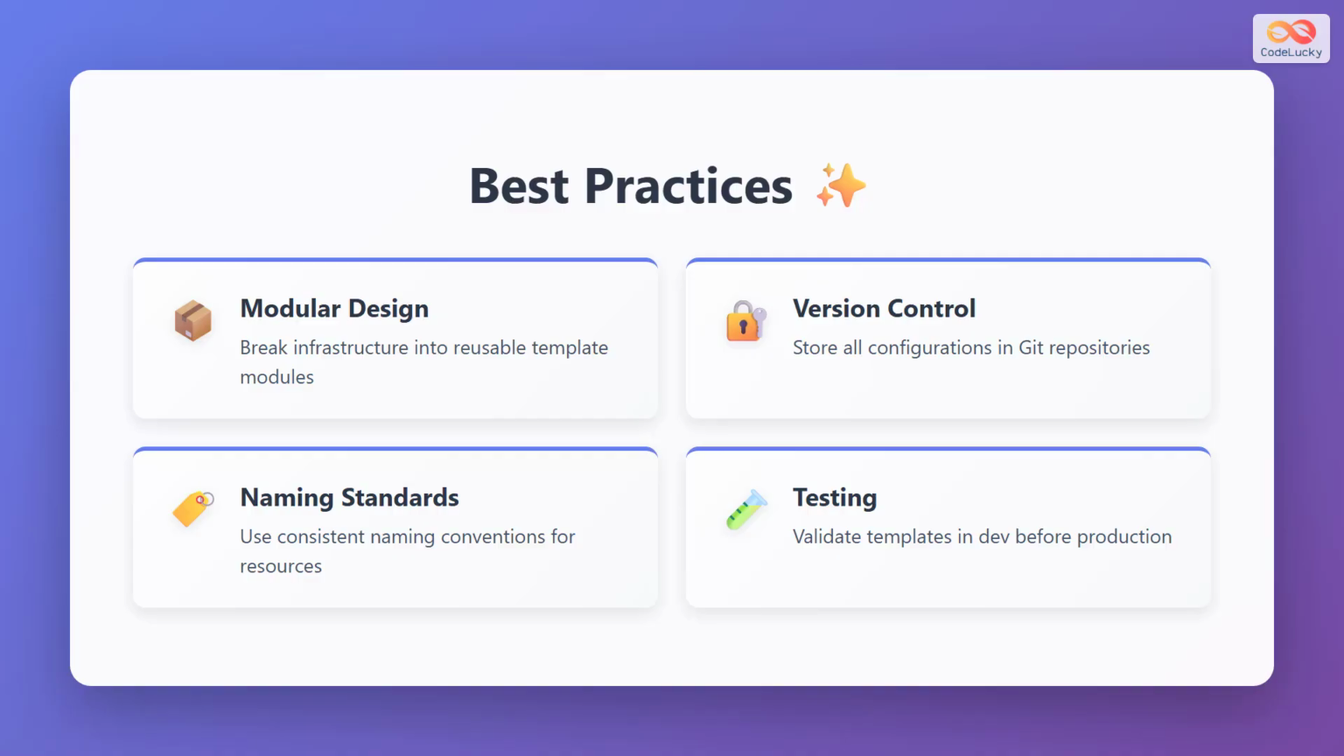Let's wrap up with some best practices. First, use modular design by breaking your infrastructure into reusable template modules. This makes your code easier to maintain and update. Second, always store your configurations in version control systems like Git. This gives you change history and rollback capabilities. Third, establish naming standards and use consistent naming conventions for all your resources. This makes your infrastructure easier to understand and manage. And fourth, always test your templates in development environments before deploying to production. Following these practices will help you build reliable, maintainable infrastructure as code.